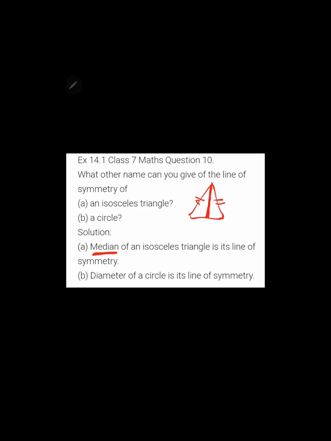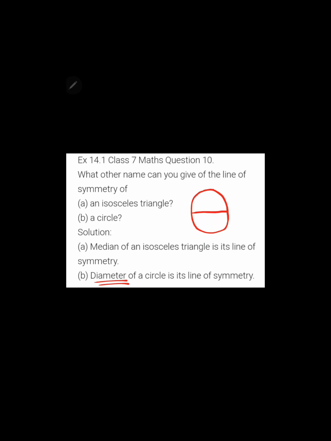So this is the median of an isosceles triangle. It's a line of symmetry that divides a line into two equal parts. Okay, and for circle we can say, I'm just drawing a circle. So this is the diameter which divides the circle into two equal parts, so the term is diameter.